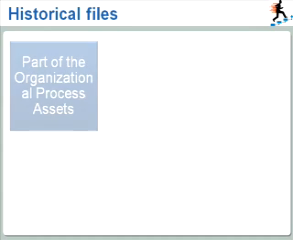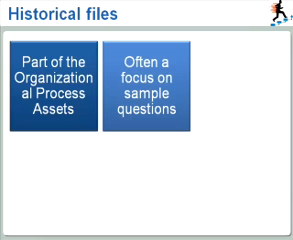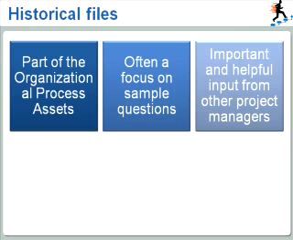Another important cornerstone of project management are historical files. We also know these as the lessons learned files, and they are part of the organizational process assets. Here are some key points to remember in regards to lessons learned and historical files. It is your professional responsibility to hold lessons learned meetings and document project results for the future. This historical information is often a focus on sample questions. Historical information is important and helpful input from other project managers regarding successes and failures on their projects.